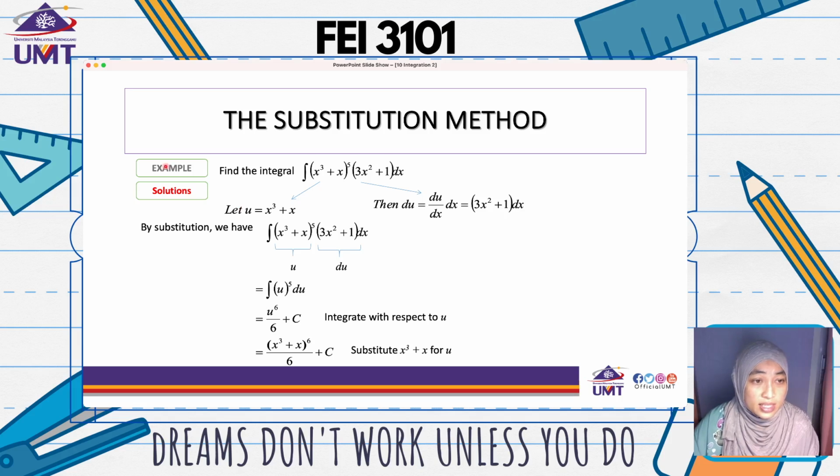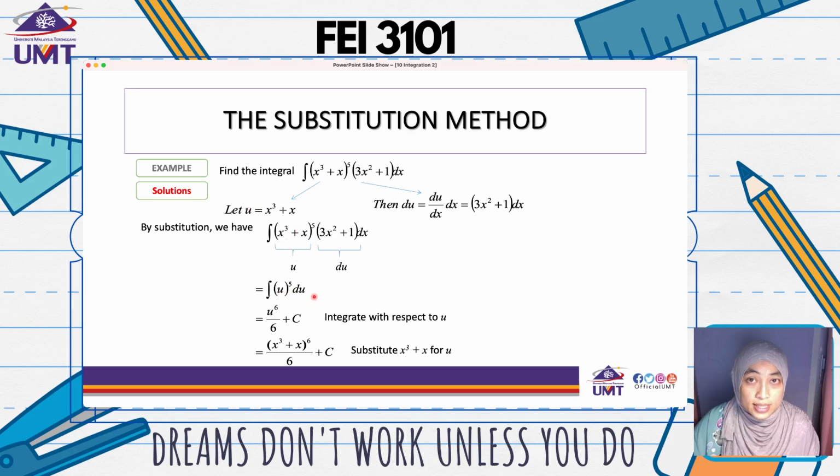As an example, find the integral of (x cubed plus x) to the power of 5 times (3x squared plus 1) dx, right? So if you see it properly, for example, let u equal x cubed plus x, and then du is equal to d over dx, which is actually 3x squared plus 1 dx. So you just substitute it into the original function, this one as u and this one as du, and you will get the integral of u to the power of 5 du.